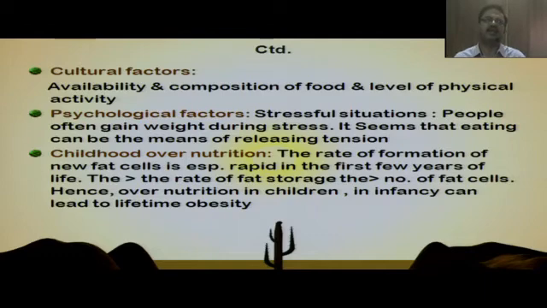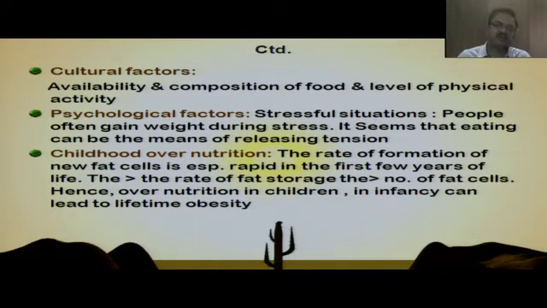Cultural factors like availability and composition of food, that is the quality of food, is very important, and level of physical activity. This is deteriorating day by day. The physical activity is almost nil, and the quality of food, which includes junk foods and fats, cheese, and the fatty contents, these are all contributory factors. We can call it cultural factors.